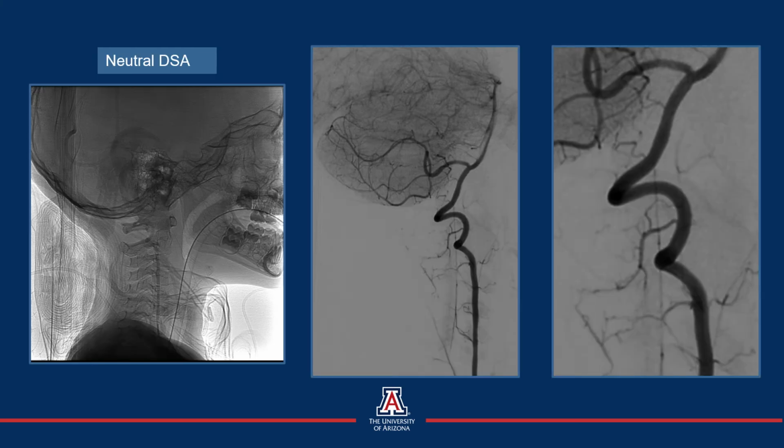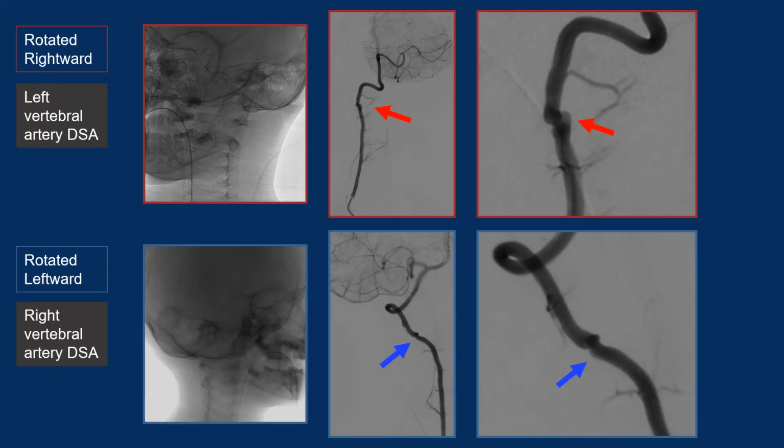For this patient, dynamic imaging was also performed. This DSA image in the neutral position demonstrates normal caliber of the vertebral artery. When the patient's head was rotated rightward, left vertebral artery irregularity was seen. The same finding is also seen on the opposite side.